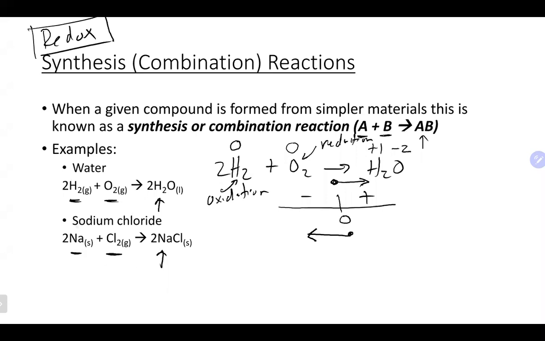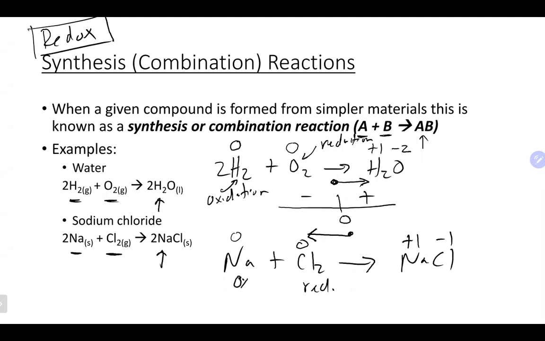I think we might have looked at this one last time, which was the sodium and the chlorine. Same deal here: 0, then +1 and -1. The sodium going from 0 to +1, becoming more positive, is going through oxidation, like we would expect since it is a metal. The chlorine going from 0 to -1, becoming more negative, is going through reduction. So even the bottom one there is really a redox reaction.